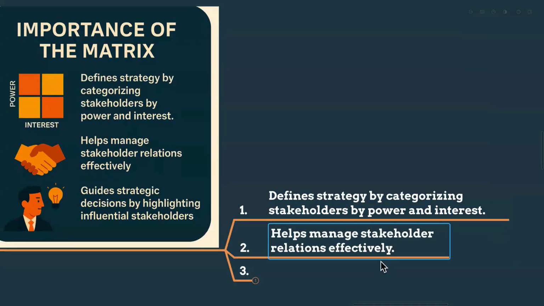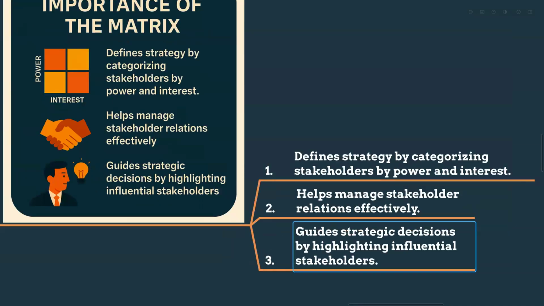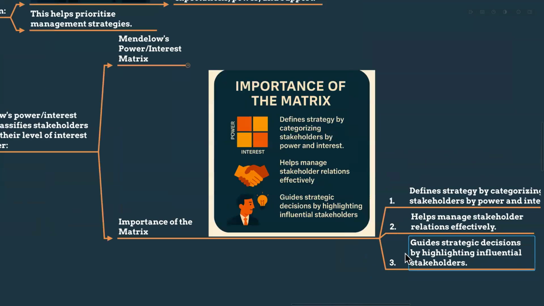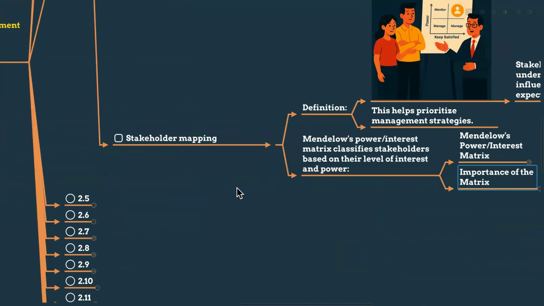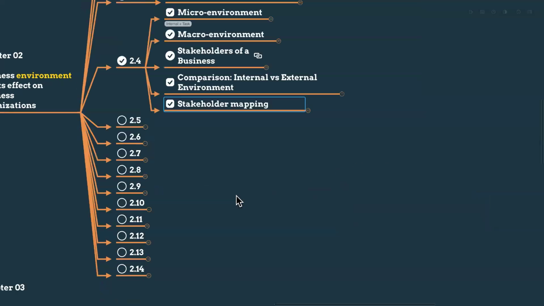At the same time, it helps managers manage stakeholder relationships very effectively, because with our limited time and with the limited resources, we have to manage them effectively. And it guides strategic decisions by highlighting influential stakeholders. The influential stakeholders are the key players. At the same time, the keep satisfied people, right? So this is the importance of the matrix, right? So that's all about the stakeholder mapping you have to understand.